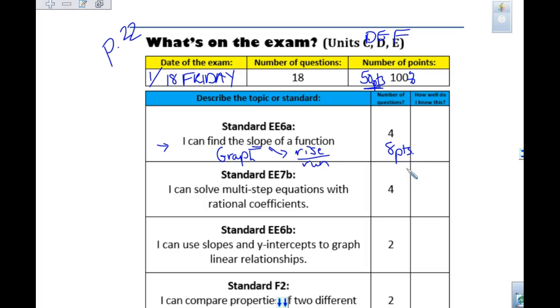I'll have some people write an equation. You're going to get it totally wrong. That gives you no points for writing an equation. I need only the slope, only the m value is what we're looking at.